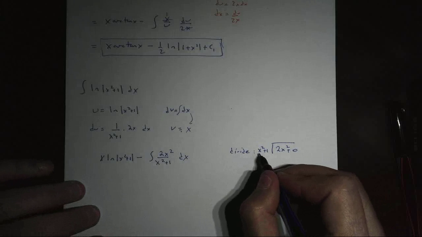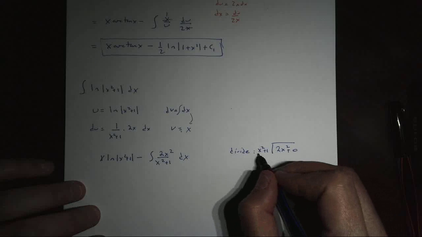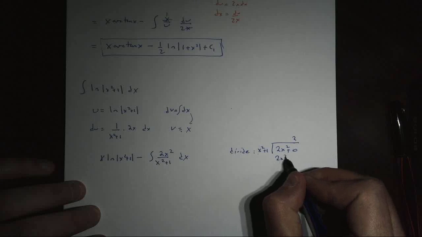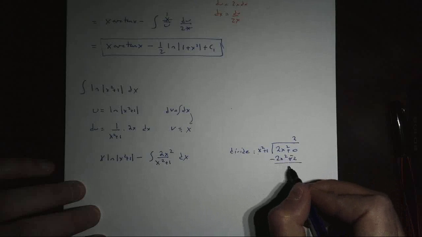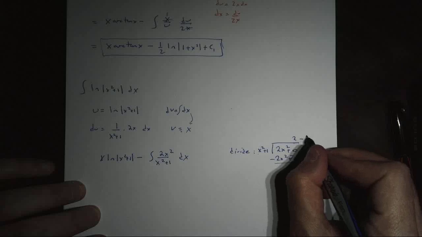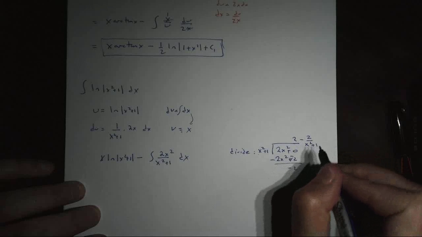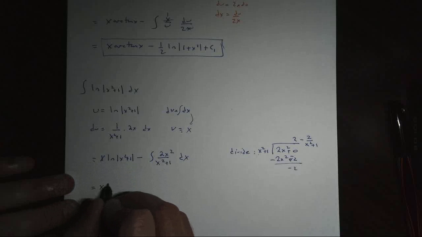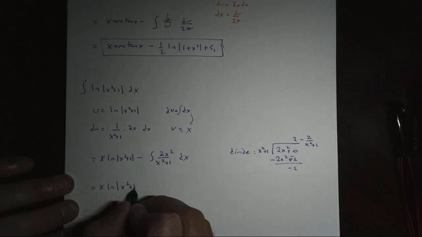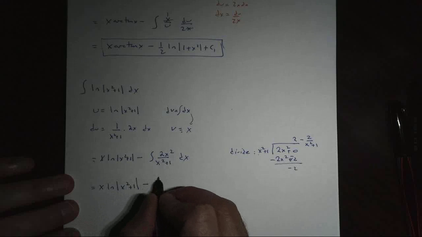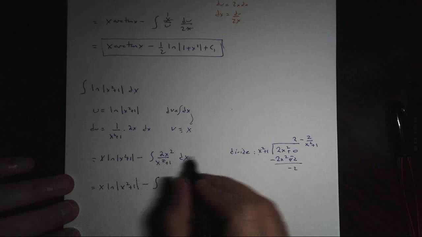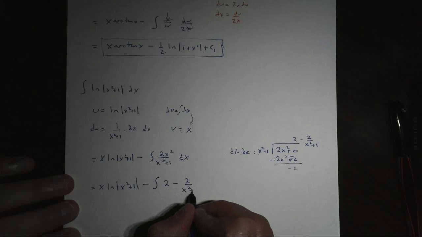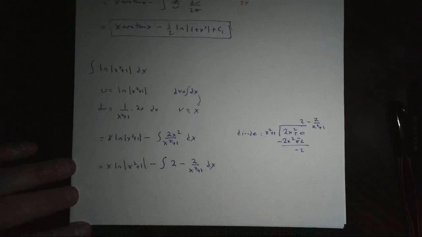So if I divide here, 2x squared divided by x squared, I need a 2. Put that over here, so I get 2x squared plus 2. When you subtract, we get minus 2. So this becomes minus 2 over x squared plus 1. So I can now write this as x natural log of x squared plus 1 minus the integral. Instead of here, I'm going to replace it with what we just got, 2 minus 2 over x squared plus 1 dx. These get a lot more fun.